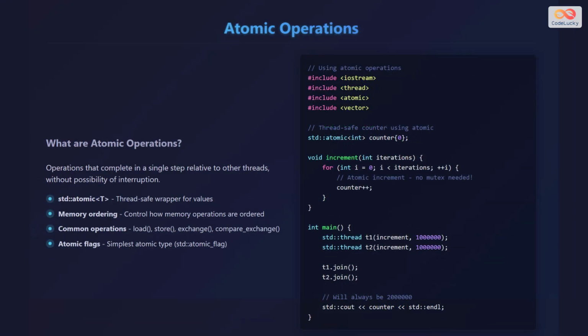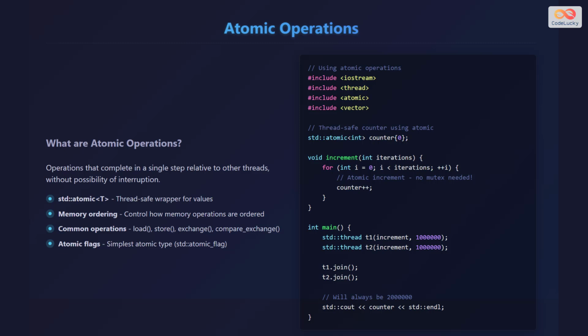Atomic operations are operations that complete in a single step relative to other threads, without any possibility of interruption. std::atomic of type T is a thread-safe wrapper for values. Memory ordering controls how memory operations are ordered. Common atomic operations include load, store, exchange, and compare_exchange. Atomic flags are the simplest atomic type, represented by std::atomic_flag. Here's an example of using atomic operations.